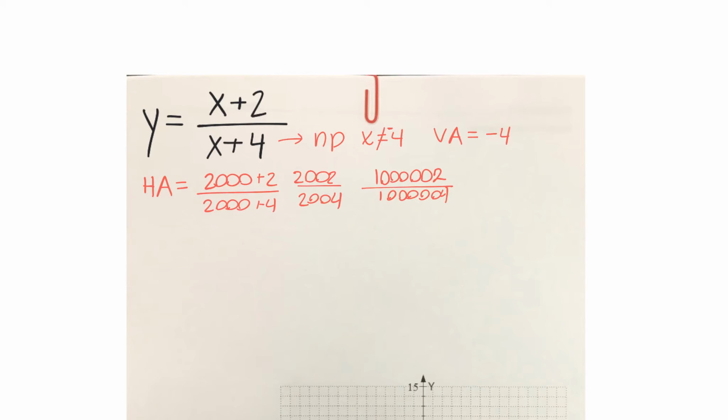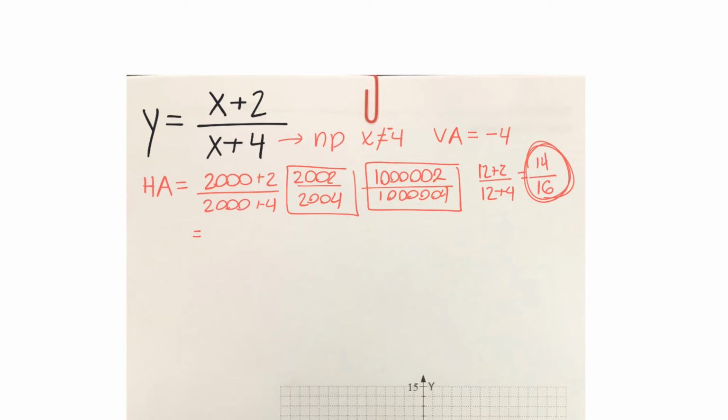So what number are we approaching? What is happening here? What if we put in 7 million? We'd have 7,000,002 over 7,000,004. What number is being approached? And actually, even if we come back down, let's look at smaller numbers. What if we put in 12? We would have 12 plus 2 over 12 plus 4, and that would give us 14 over 16. What number are we getting close to? We are getting close to 1, right?